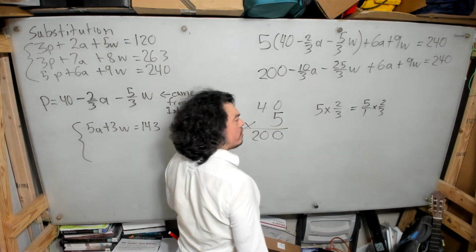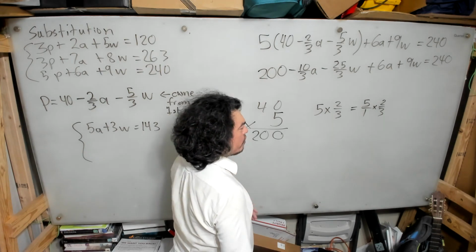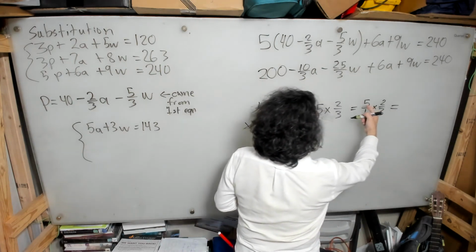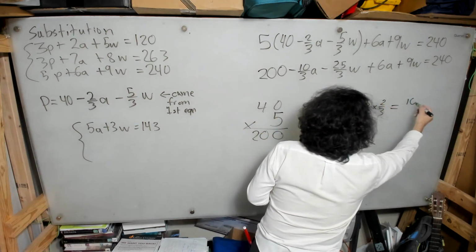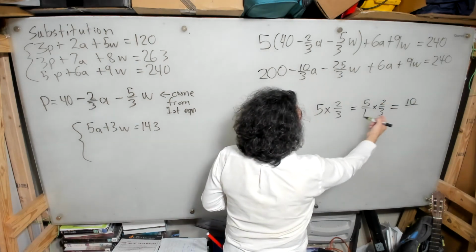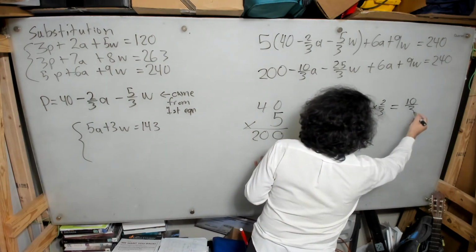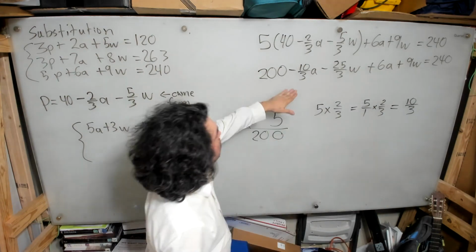How do I get the product of these two fractions? The product of these two fractions is the fraction whose numerator is the product of the numerators of the fractions being multiplied. 5 times 2 is 10. And whose denominator is the product of the denominators of the fractions being multiplied. In this case, 1 times 3. And there we go. That's the 10/3.